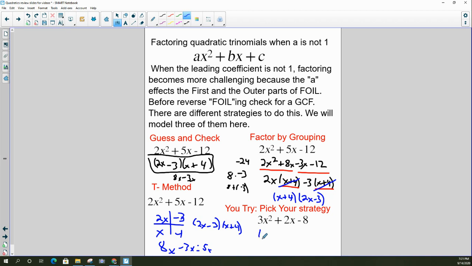All right, so I'm going to go ahead and use guess and check as my strategy. So I'm going to go 3x and x because that's the only thing that can multiply up to 3x squared. All right, and then I'm going to go with plus 2 here because 3x times 2 is 6x. And 6x minus 4 equals 2x, and then negative 4 times 2 is negative 8. So this will be our answer here for this one.